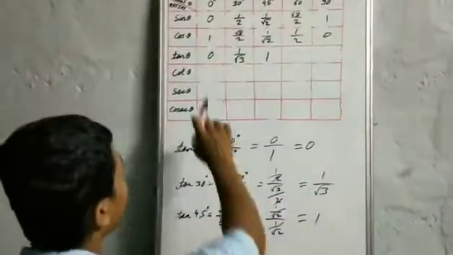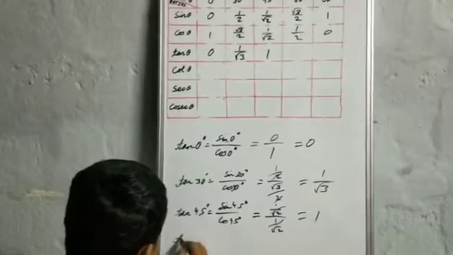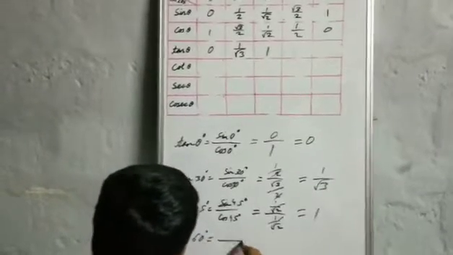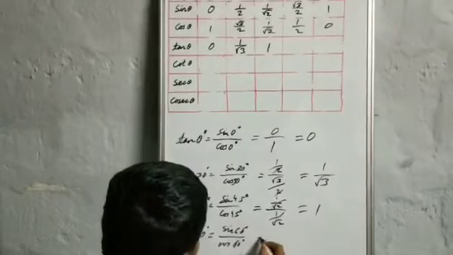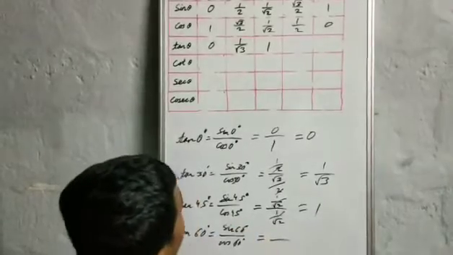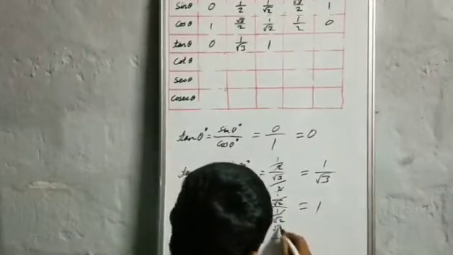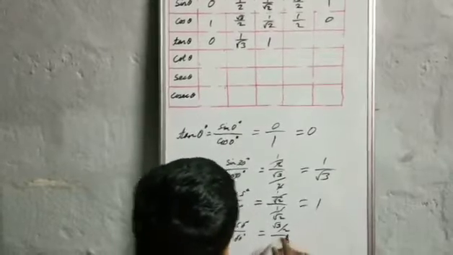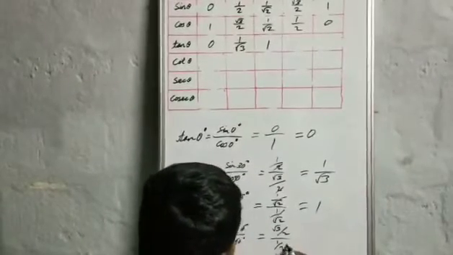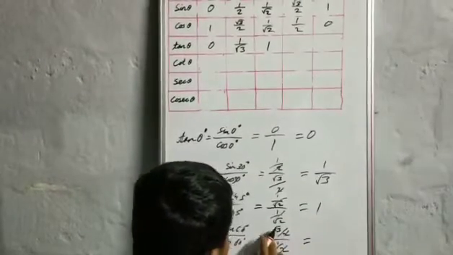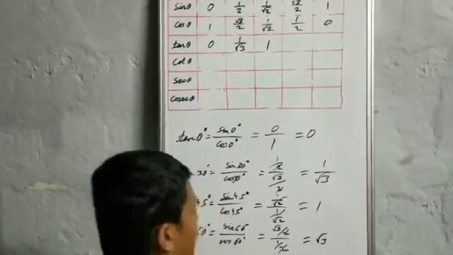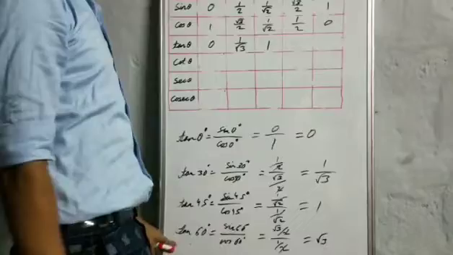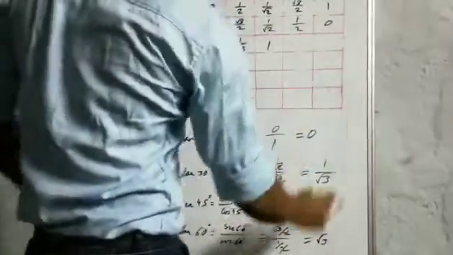Now we have to find the value for tan of 60 degree. Tan of angle 60 degree is sine 60 degree by cos 60 degree. Value for sine 60 degree is root 3 by 2 and cos 60 degree is 1 by 2. 2 and 2 will be cancelled out. What will remain? Root 3 by 1, which is root 3. So therefore the value for tan of 60 degree is root 3.